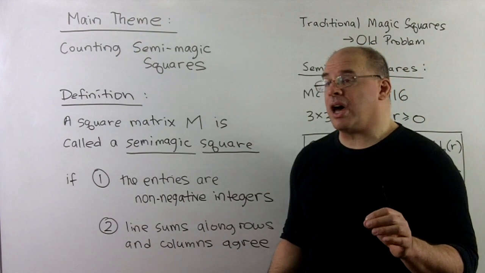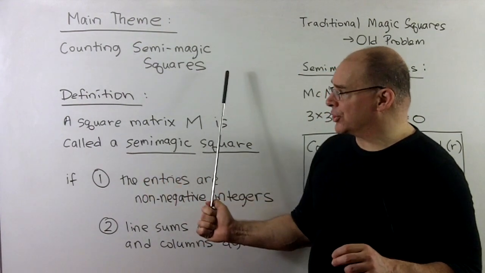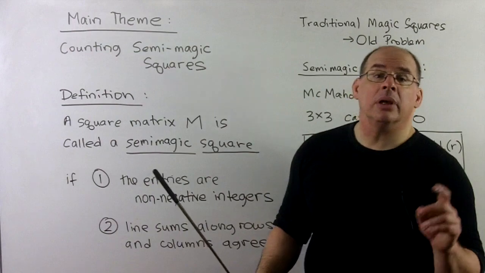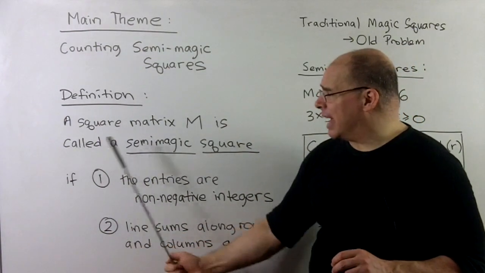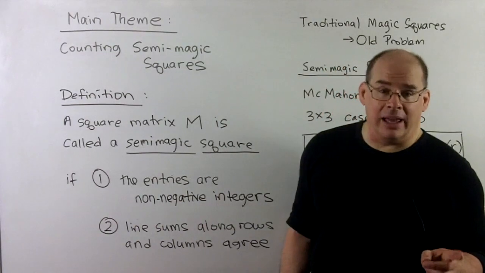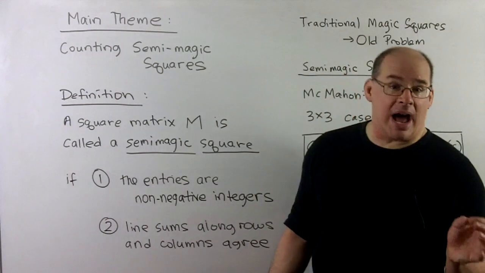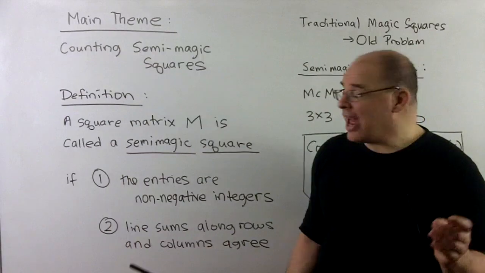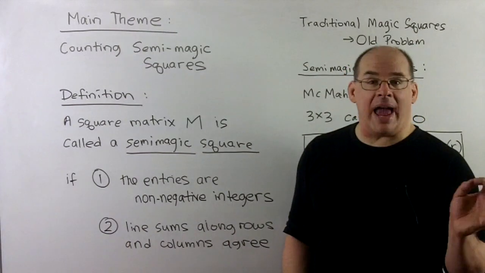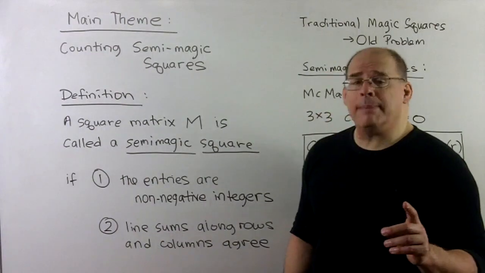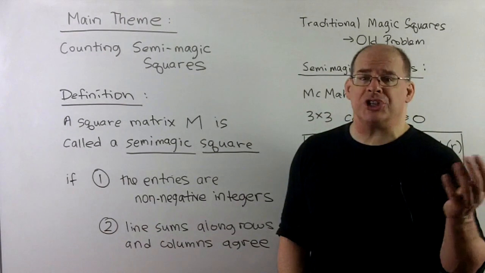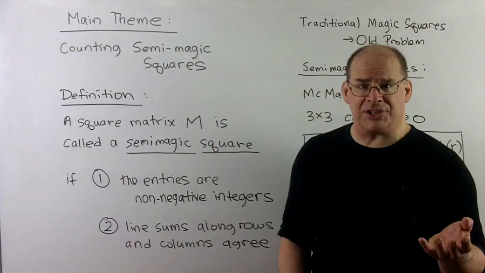The main theme of this talk is counting semi-magic squares. We begin with the definition. A square matrix M is called a semi-magic square if the entries are non-negative integers and the line sums along any row or column agree. Okay, so here, line sum for a row or column, we just take that row or column and add up all its entries.